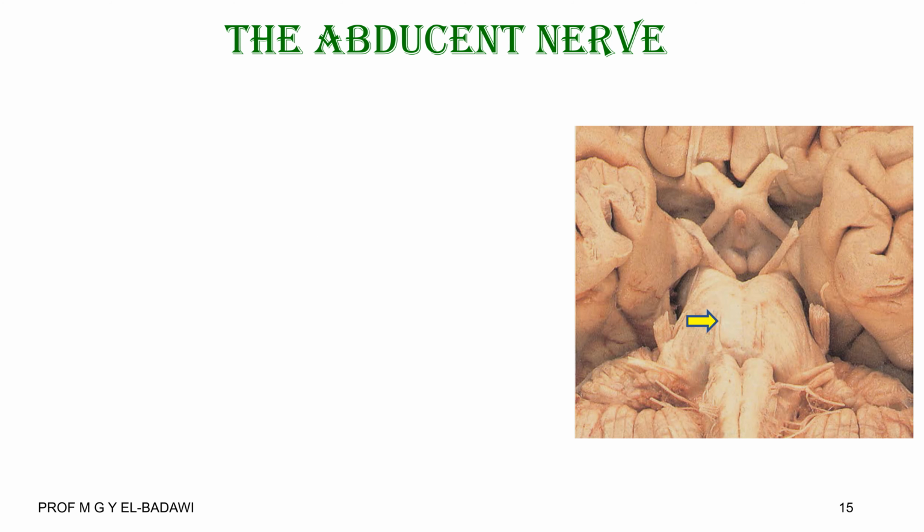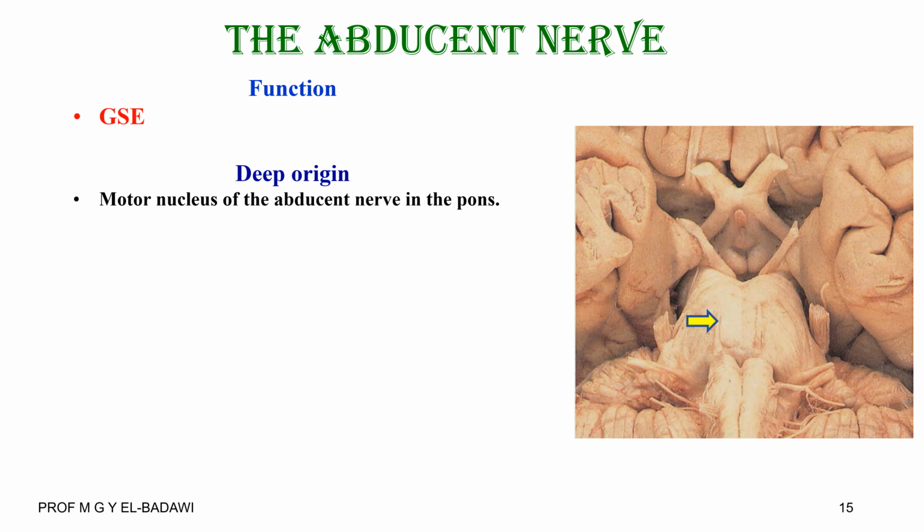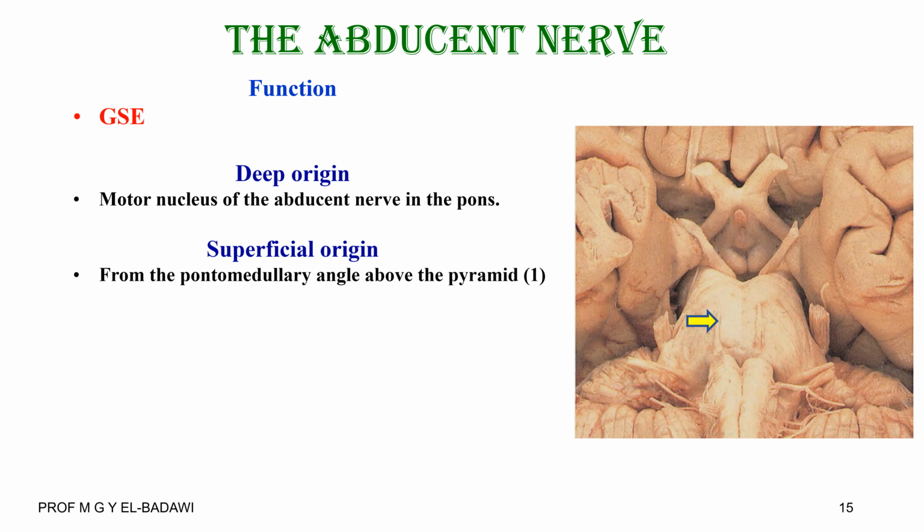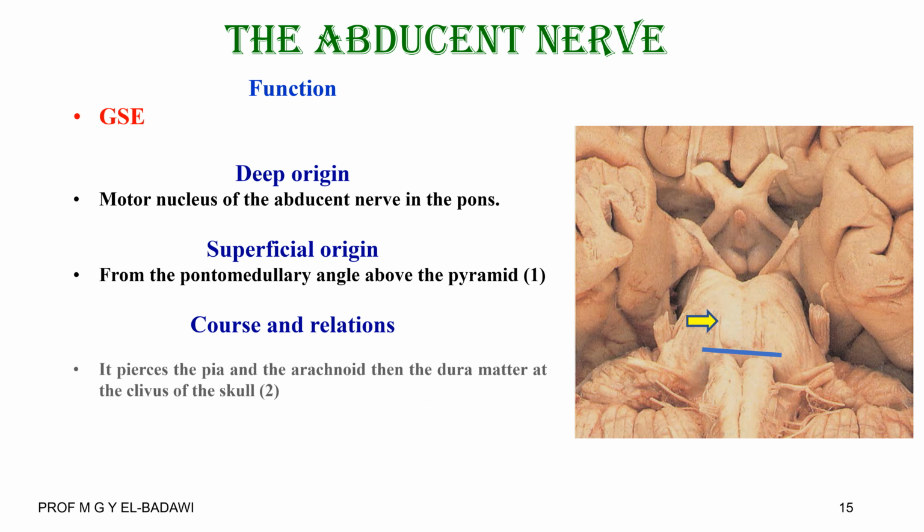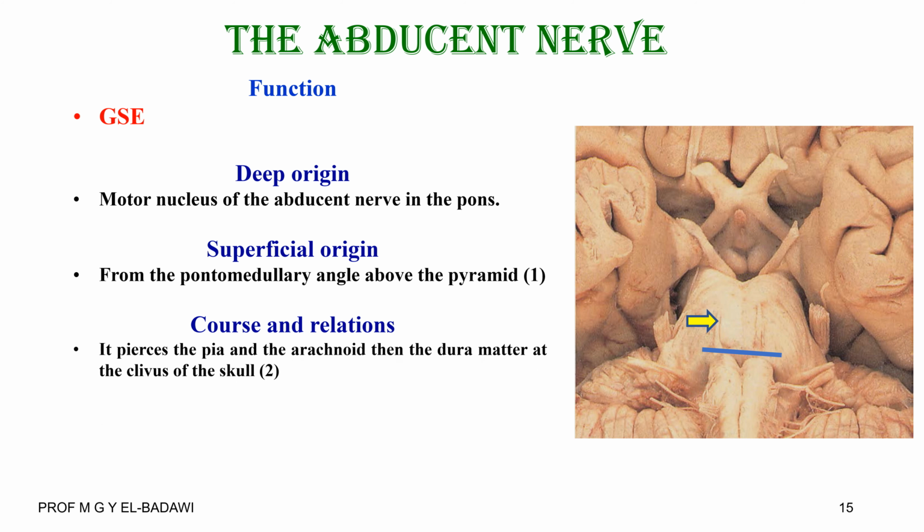About the abducent nerve, the sixth nerve, the function is again pure motor. The deep origin, one nucleus, motor nucleus of abducent. Superficial origin from the pontomedullary angle above the pyramid, that is the pyramid here. So it lies above the pyramid. About its course, it will pierce the pia, the arachnoid, and the dura at the clivus of the skull. That is the pontomedullary angle here.